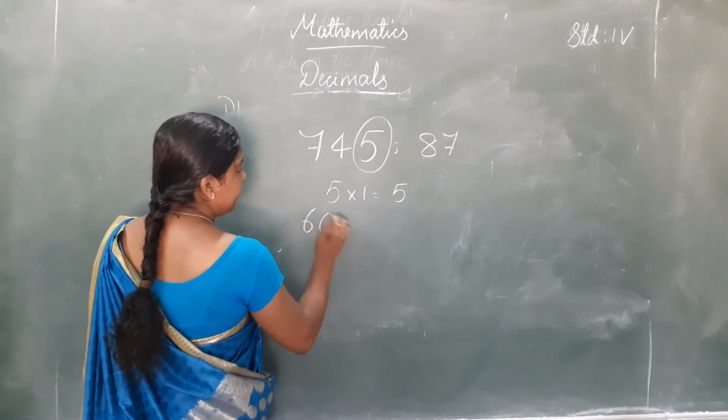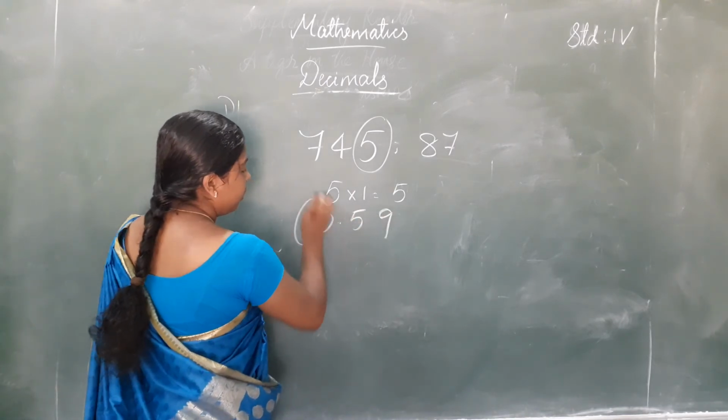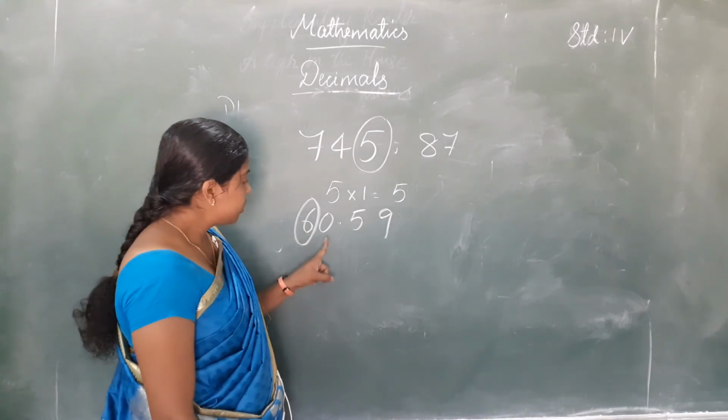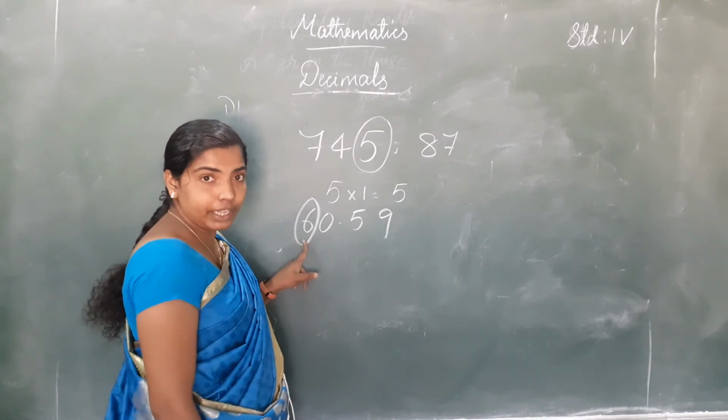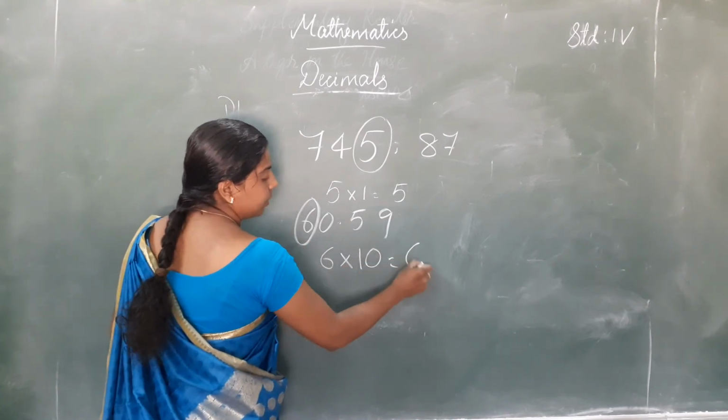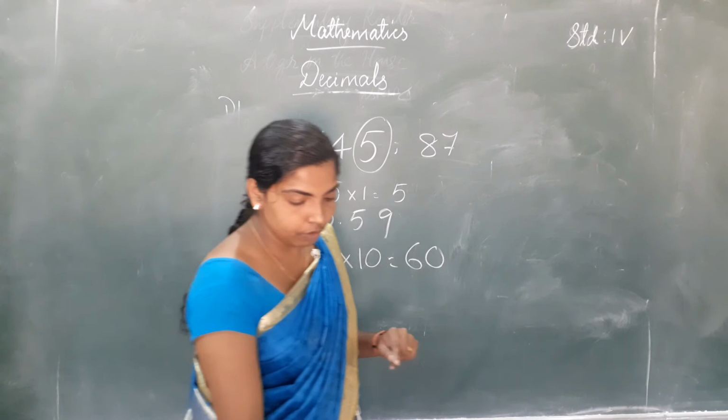Now 60.59. You have to write the place value of 6. So this is the whole number part. So see, ones place, tens place. 6 lies in the tens place. So 6 into 10, which is equal to 60, is the place value of 6.